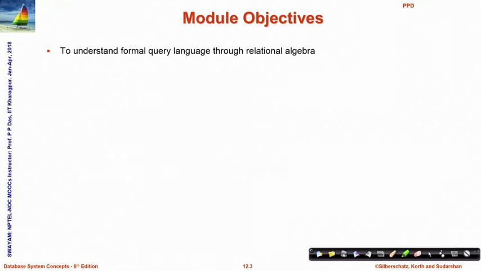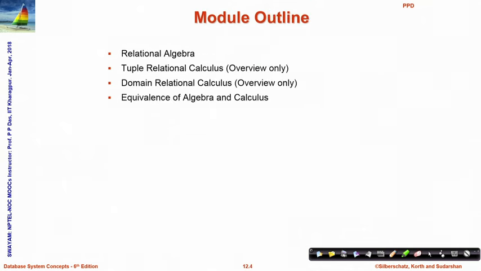In the current one, we will work to understand the formal query languages primarily through relational algebra, and then we will also take a look into some of the calculus aspects, tuple relational calculus and domain relational calculus, and we will show by example the equivalence between the algebra and the two calculus.